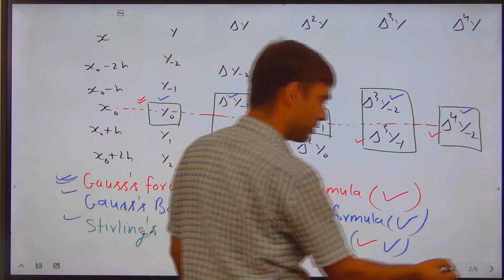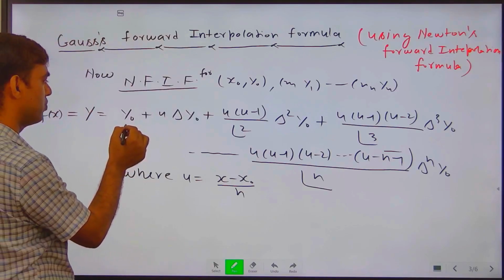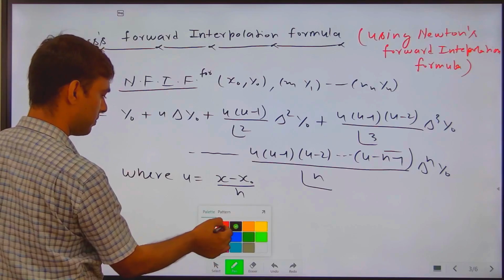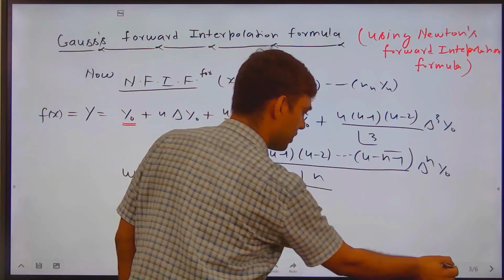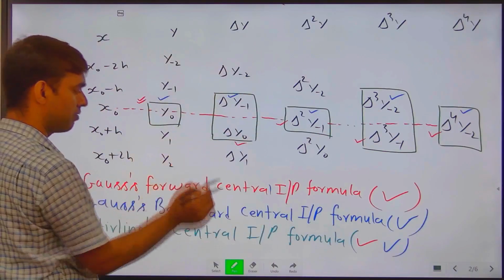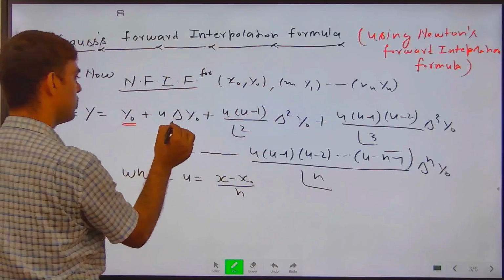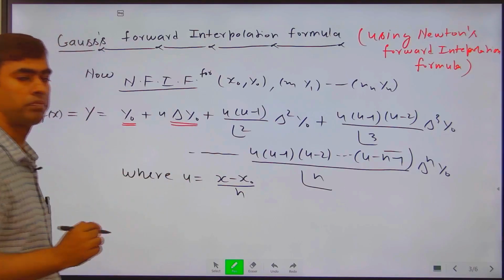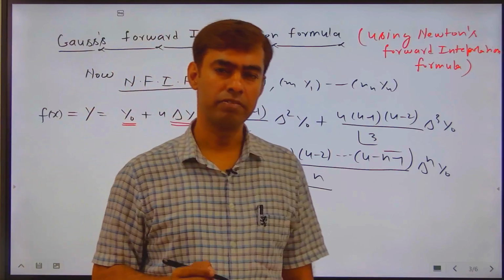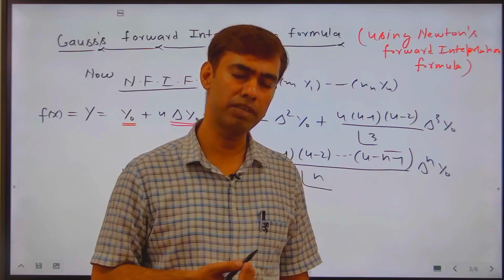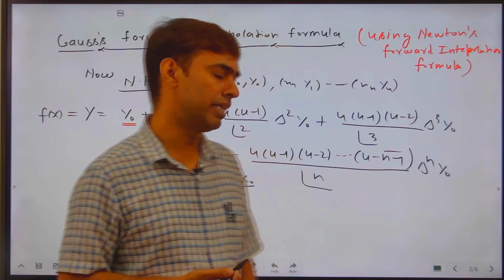So there is no need to change here, y0 and then del y0. There is no need to change the first and second terms, because the first term is expressed in terms of y0, and the second term is also expressed in terms of del y0.